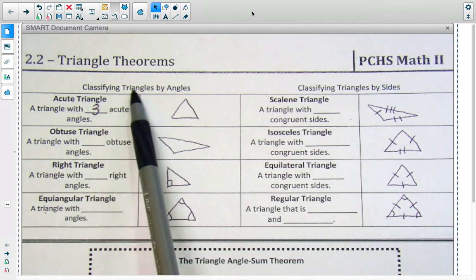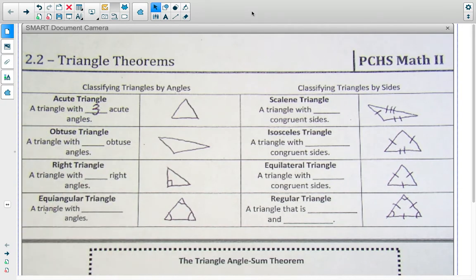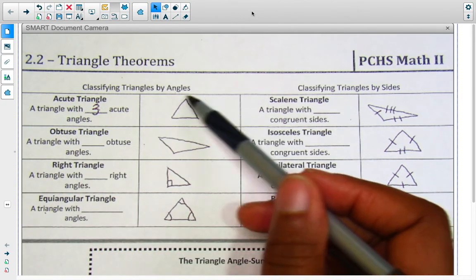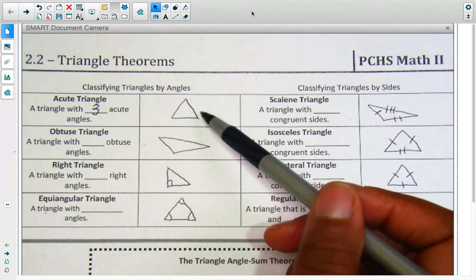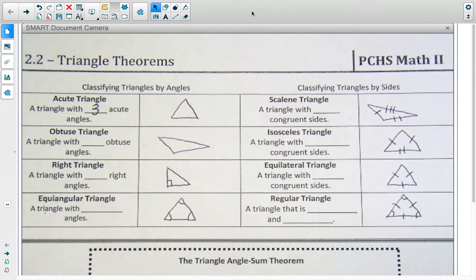If we classify the triangles by angles, the first type is an acute triangle. This would be a triangle with 3 acute angles. I've drawn one here. An acute angle is less than 90, so that is my representation. There are lots of them out there. That's just the one that I happen to draw in.